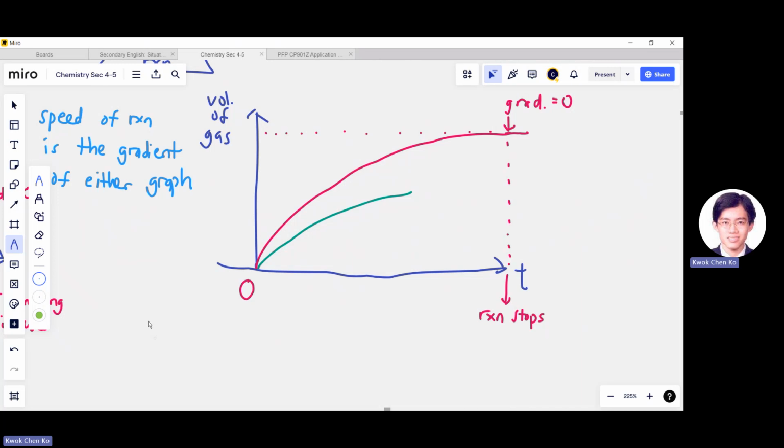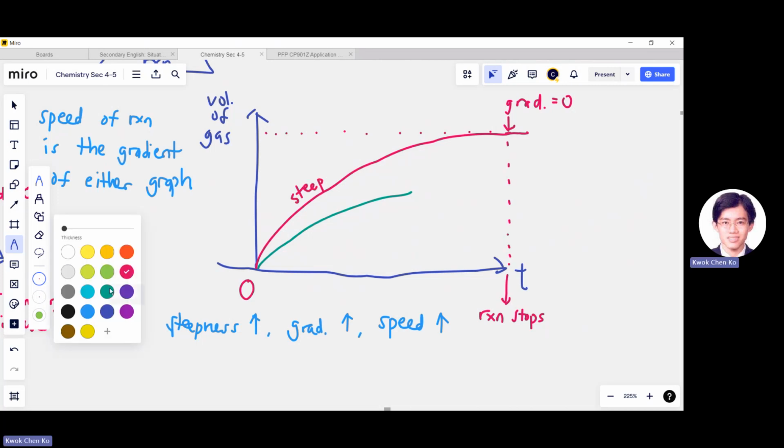Don't forget, this is right from your kinematics. If the steepness increases, it means the gradient increases. Then, of course, it means speed increases. Does this look steeper like this? No. So red is steeper. Imagine you're trying to climb up the red slope, you're going to have a hard time. This one is gentle.